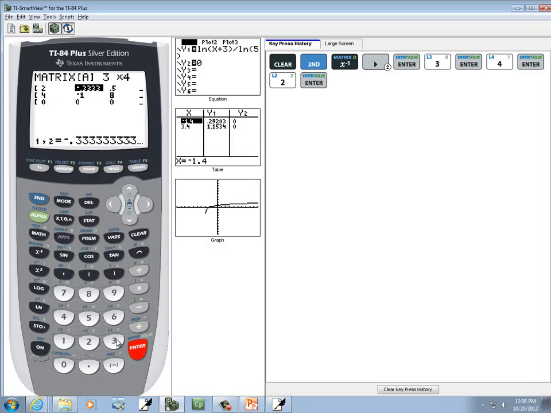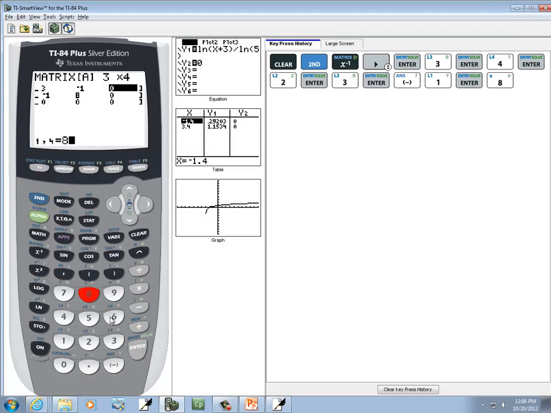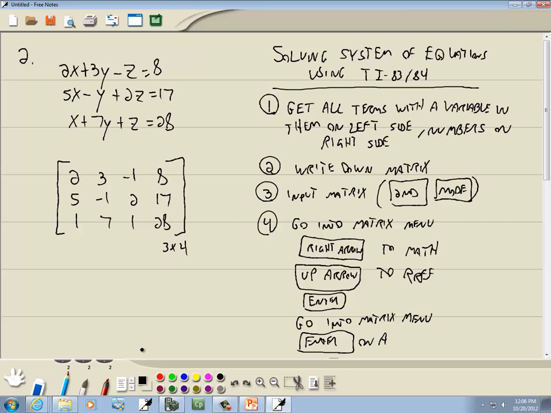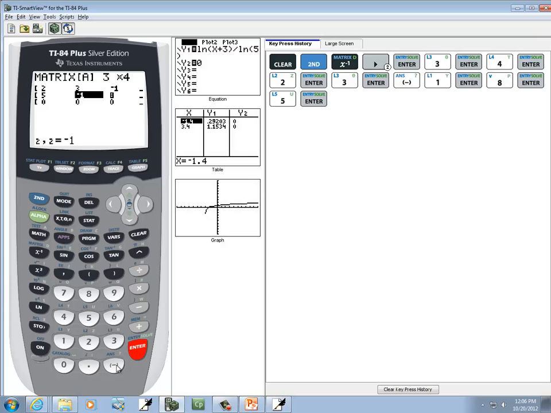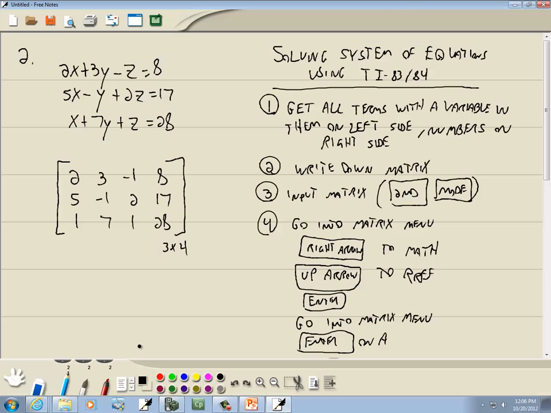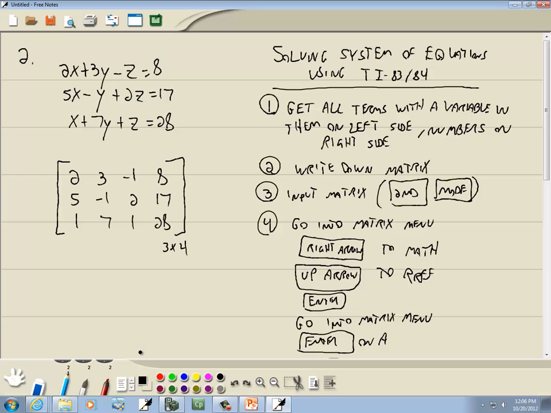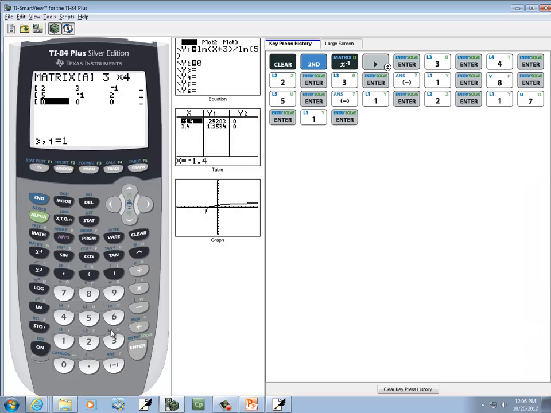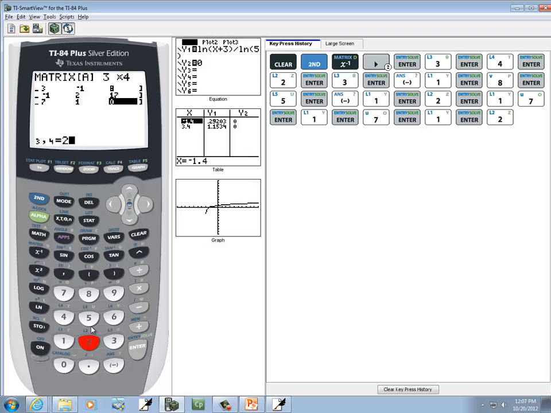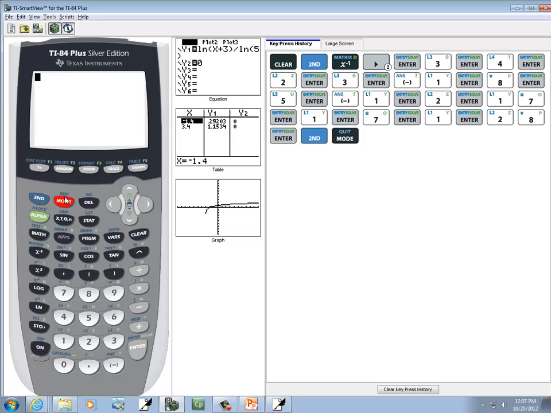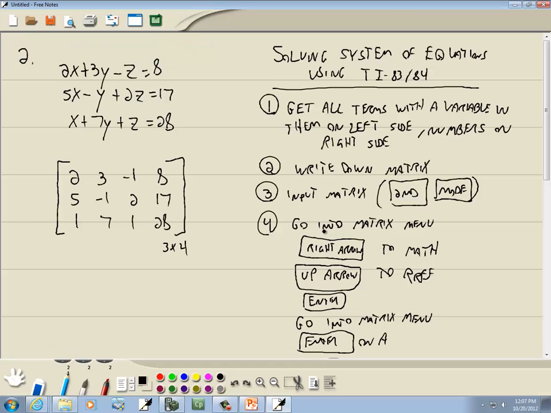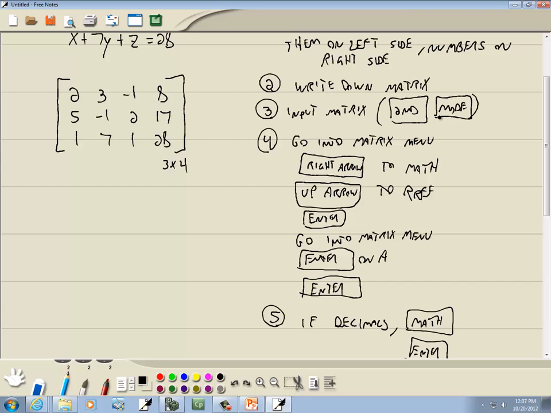So I'll do 2 enter, 3 enter, negative 1 enter, 8 enter, 5 enter, negative 1 enter, 2 enter, 17 enter, 1 enter, 7 enter, 1 enter, and 28 enter. And then we want to exit out after that. So we'll do second mode to exit out. Again, you have to make sure you do a second mode.